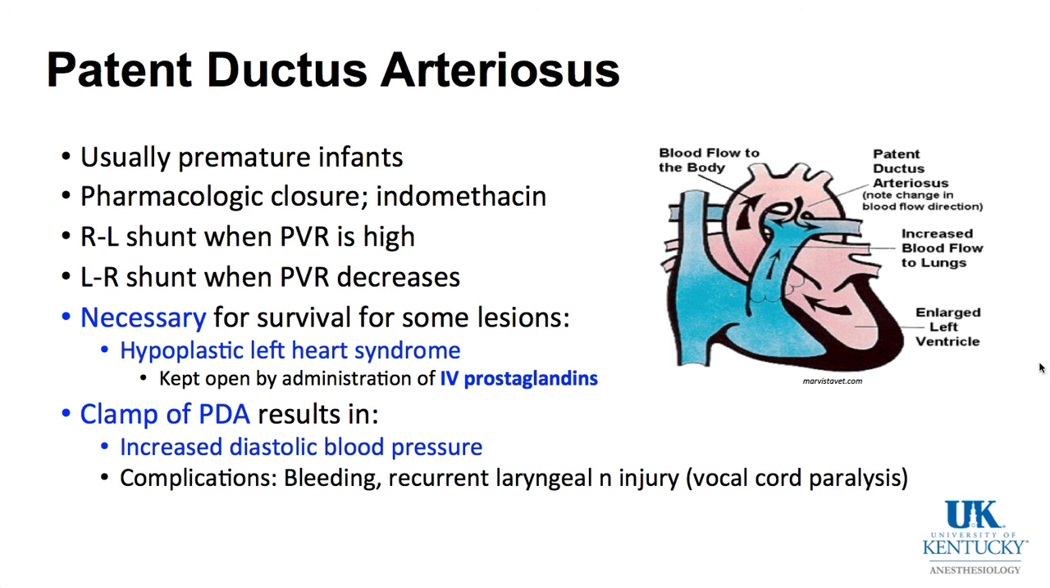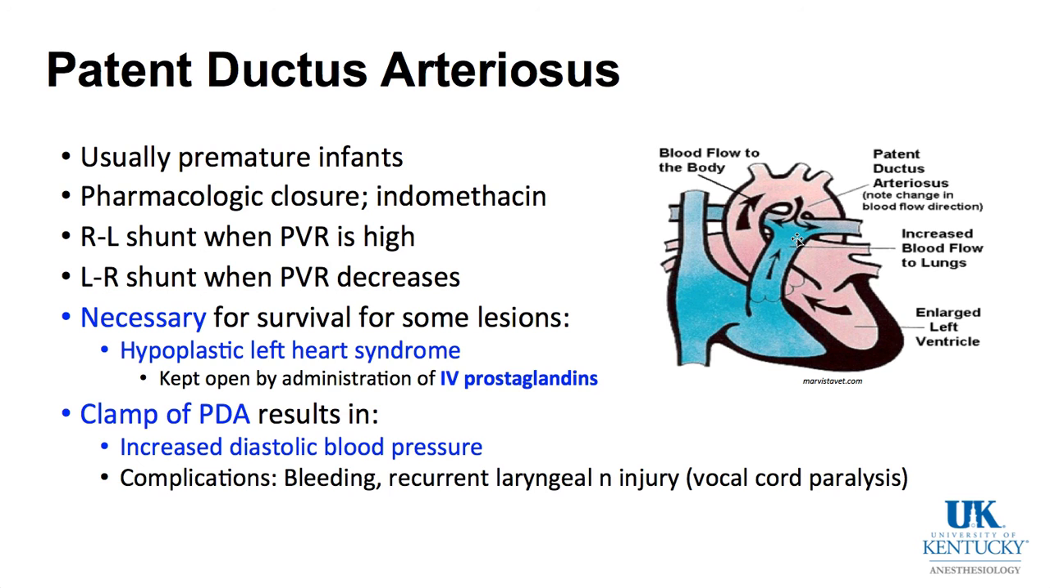A PDA is shown in the graphic on the right. It is a communication between the aorta, often at the left subclavian or peri-left subclavian area, connecting the aorta to the main PA. And blood flow can go left to right, right to left, or bidirectional, depending upon SVR-PVR balances. Normally we think of it as going from the aorta to the pulmonary artery because the pressure is higher in the aorta.